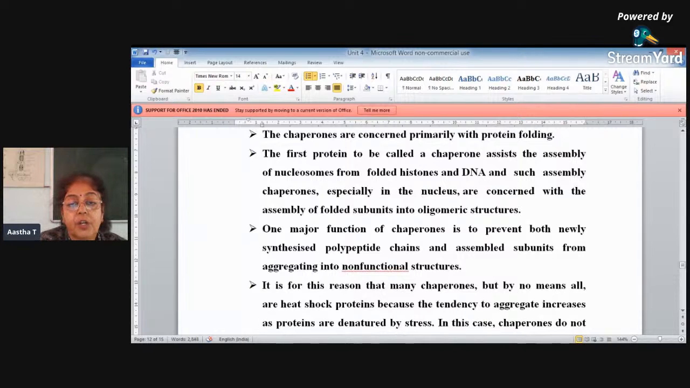One major function of chaperones is to prevent both newly synthesized polypeptide chains and assembled subunits from aggregating into non-functional structures. The newly synthesized proteins should not be assembled incorrectly. Their assembly should be the correct assembly. They should not form aggregates which are of no use. And in that case, chaperones will not allow the aggregation of proteins which are non-functional or not useful.